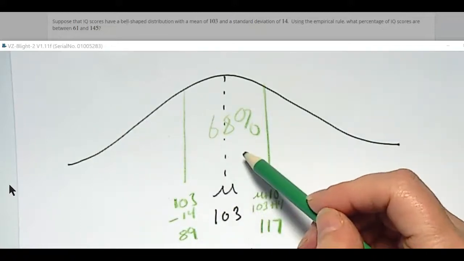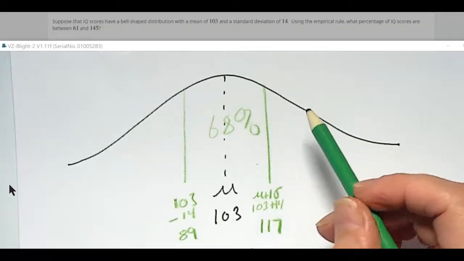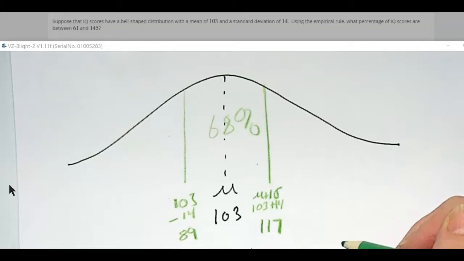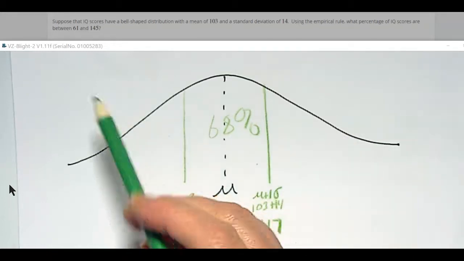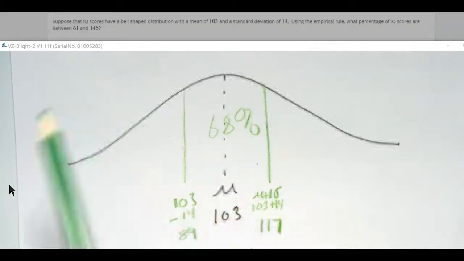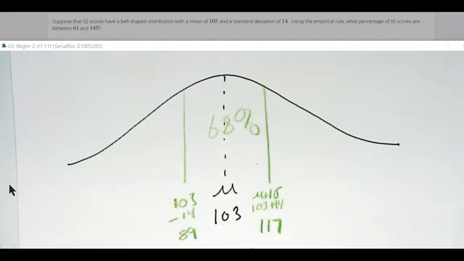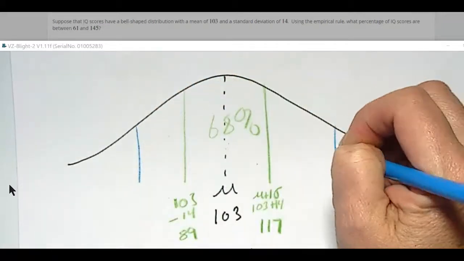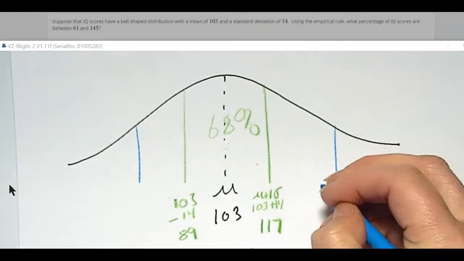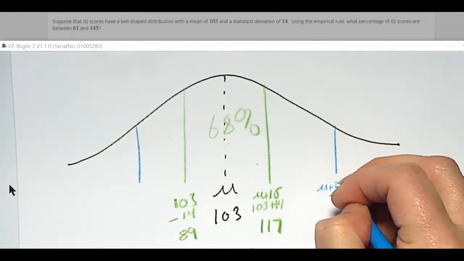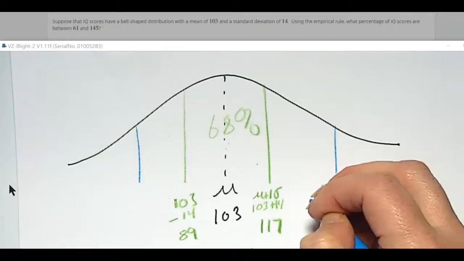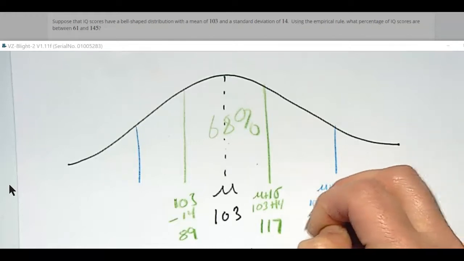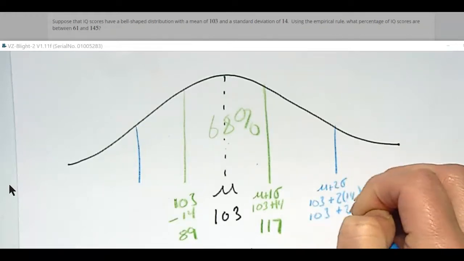Okay, so 68% of the population, as tested by this kind of IQ score, have an IQ between 89 and 117. And this question is asking us about between 61 and 145. So we clearly have to go out at least one more standard deviation. So I'm going to go out another standard deviation here and another standard deviation here. And this is going to be mu plus 2 standard deviations. So it's going to be 103 plus 2 times 14, or 103 plus 28.